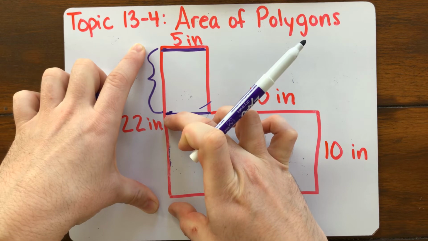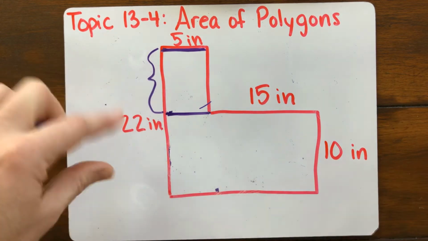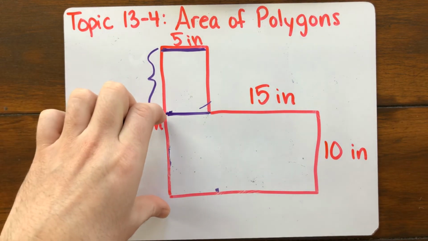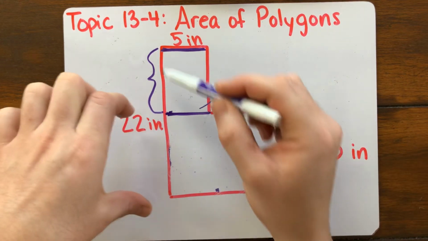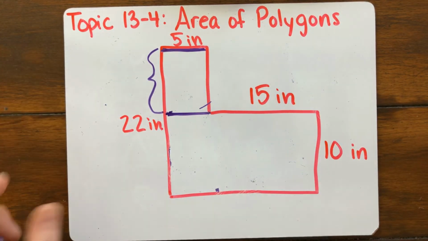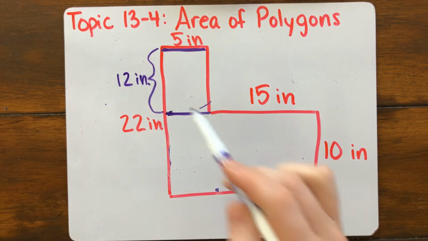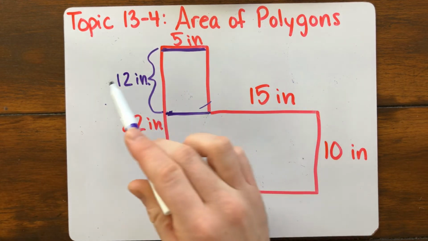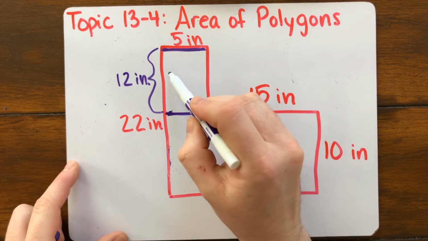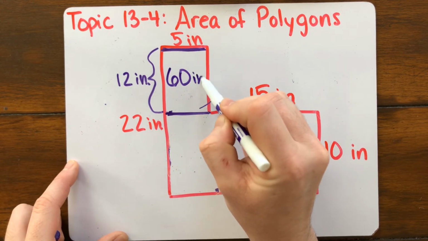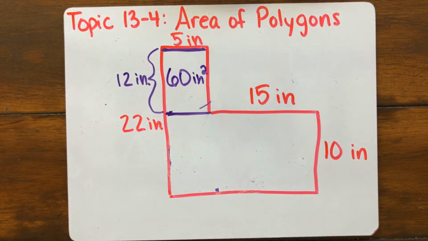So then what we can do is we can do 22 minus this 10, and it will give us what the remaining is. So 22 minus 10 is 12 inches. So to find this tiny area, we would do 12 times 5, and we would end up getting 60 inches squared.